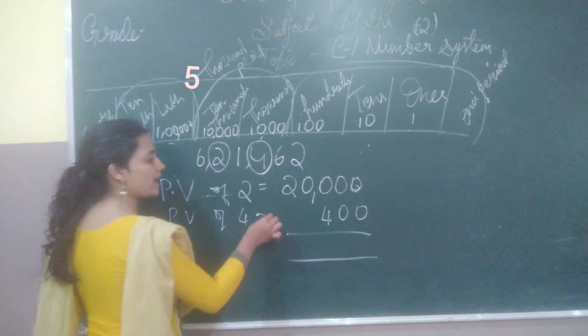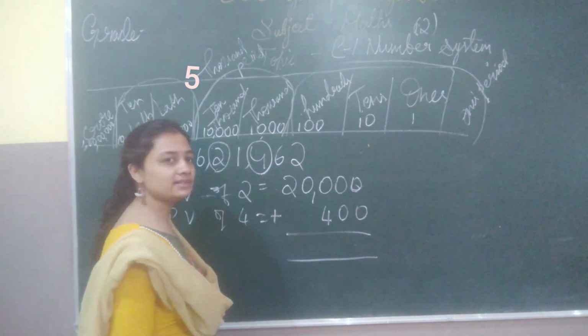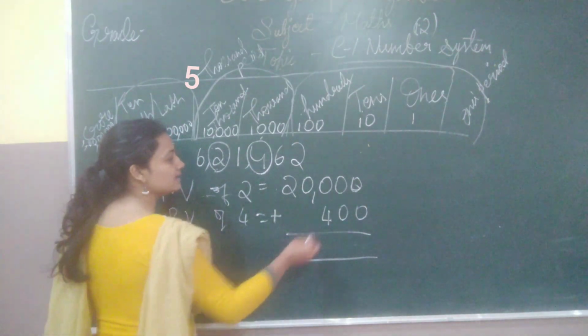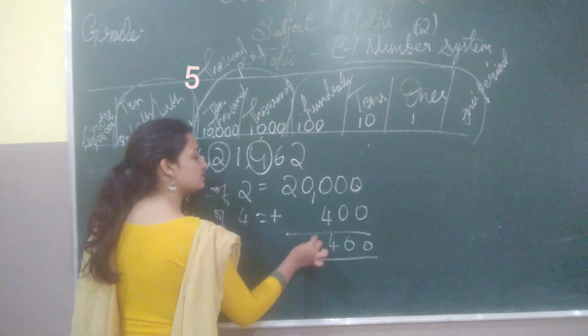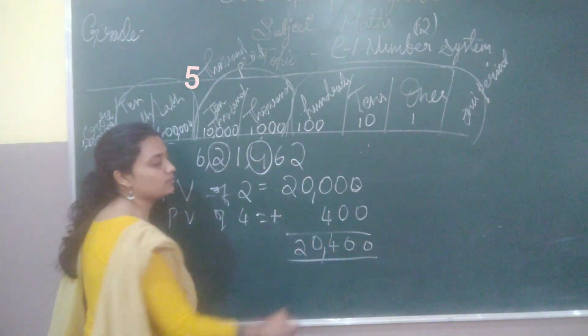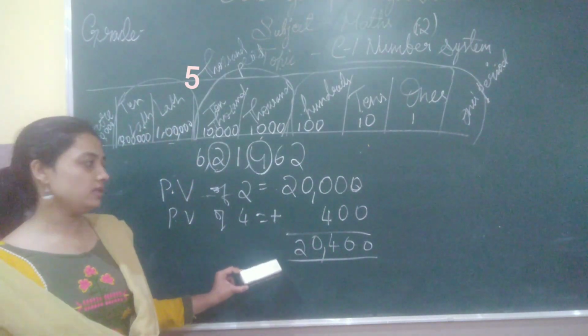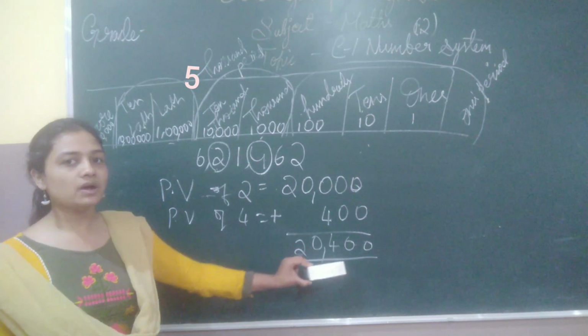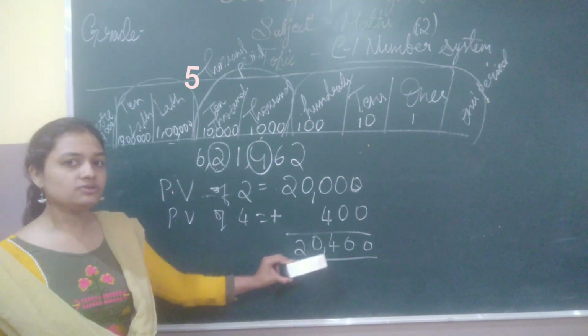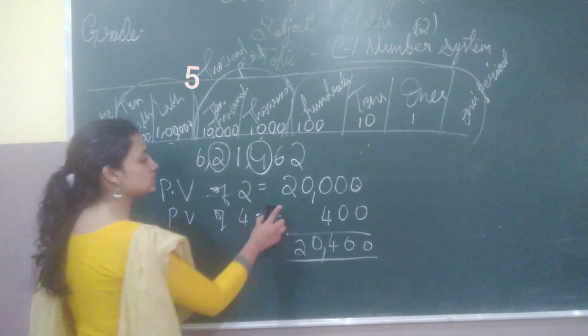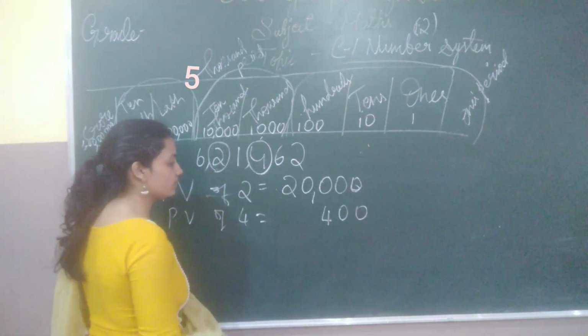First we should add the numbers and find the answer. Adding is very easy. You will put this number in its place and the same number below. Adding is very easy. So the number is 20,400. After adding, I get the sum as 20,400. But subtraction, it is a subtraction now.